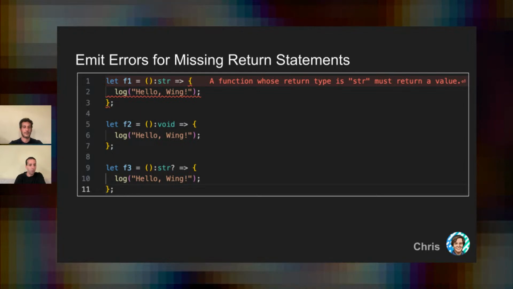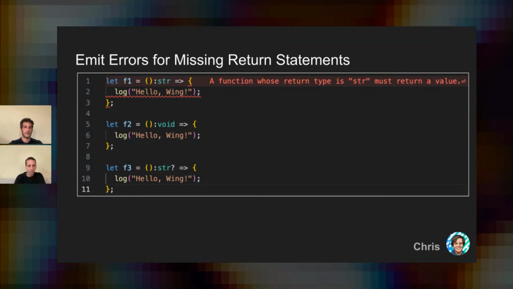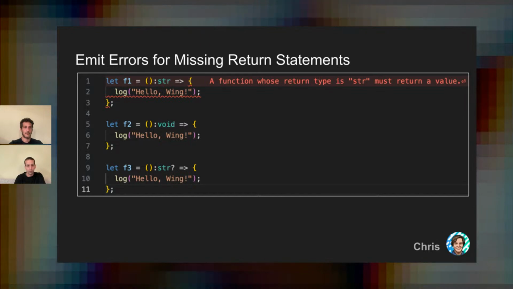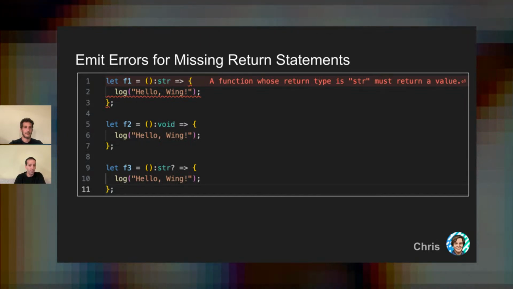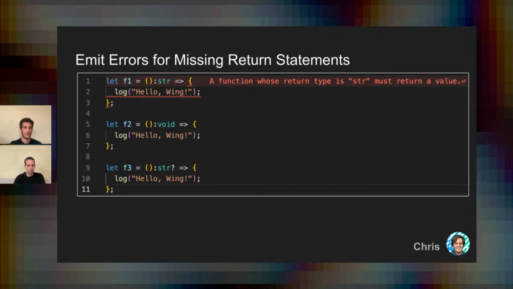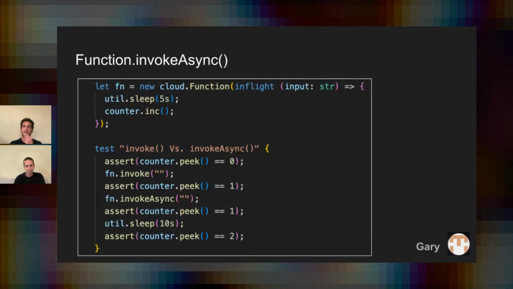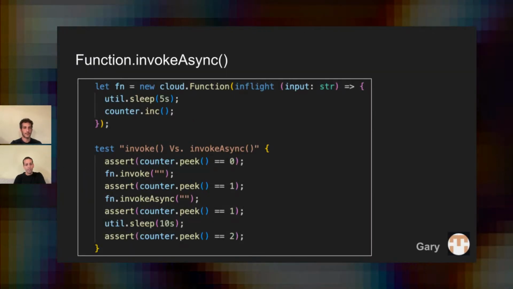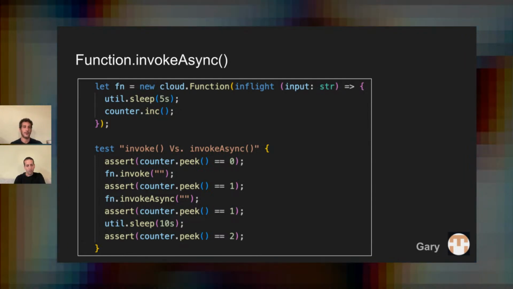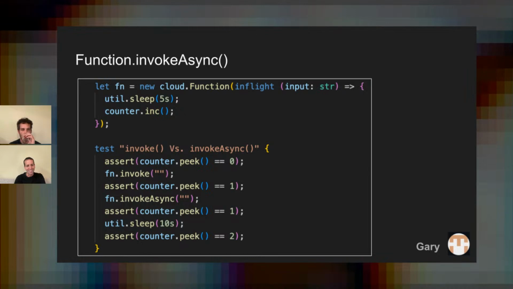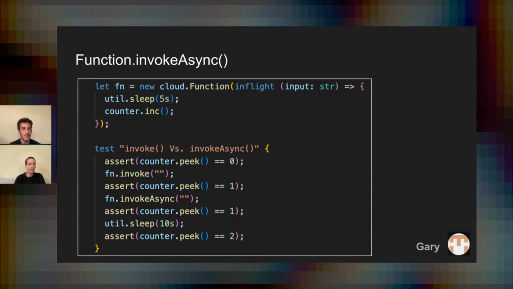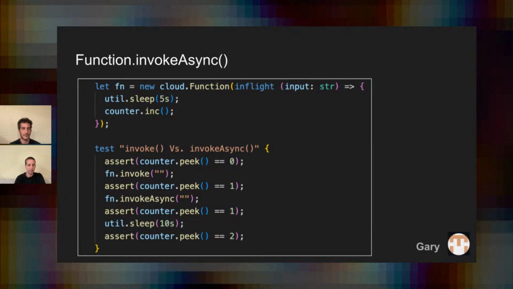So in that case, we went for the ergonomic option, and in that case, you don't have to return anything as well. So that's Chris. Another one by Chris. Yeah, interesting. Gary is awesome. He adds tons of awesome power into the standard library of Wing. And what you can see here, he added invoke async.